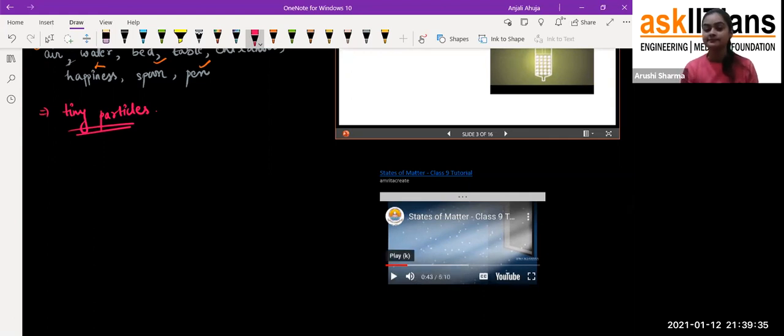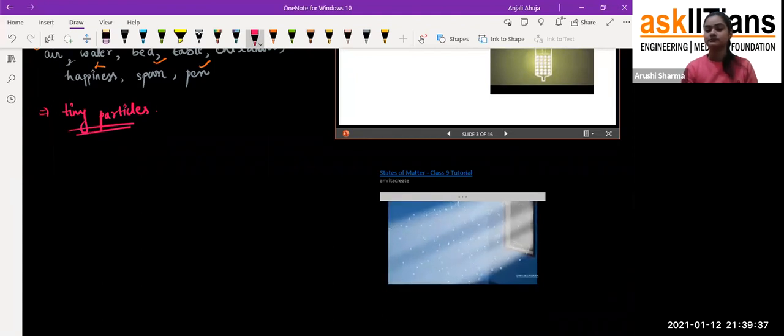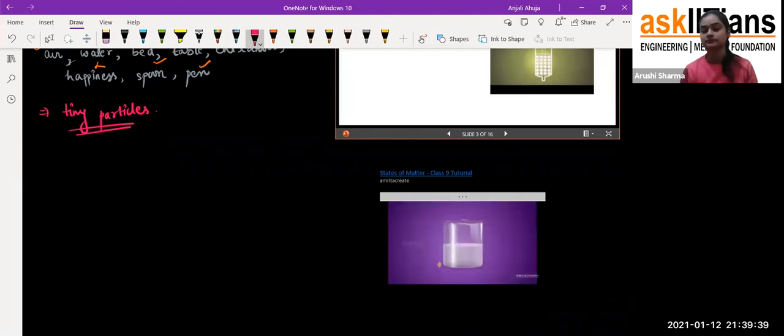Fine. These particles have spaces between them. Let's demonstrate that using the example of salt dissolved in water.